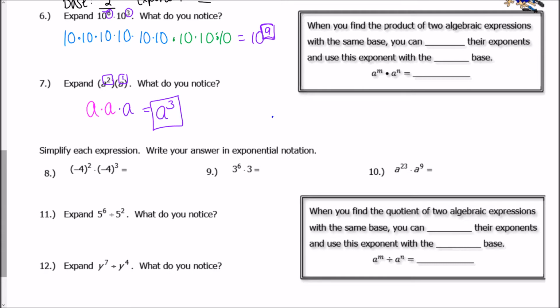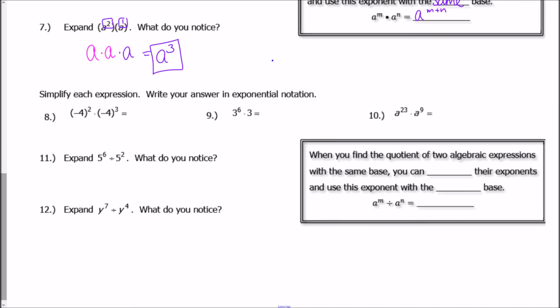So when you find the product of two algebraic expressions with the same base, you can just add their exponents and use this exponent with the same base. So in other words, a to the power of m times a to the power of n is equal to a to the power of m plus n. Okay, so let's take a look at some of these examples here.